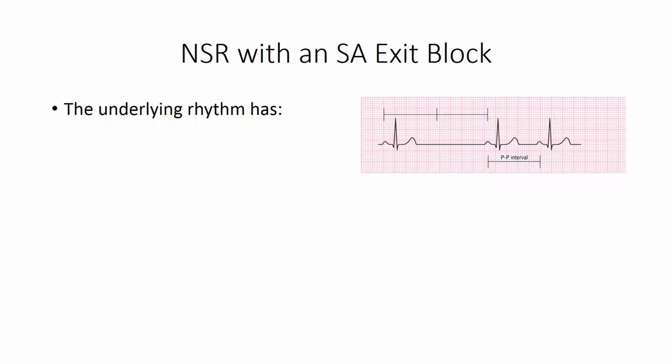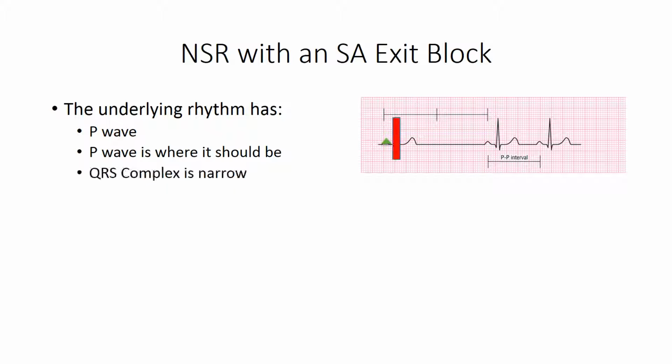Now let's look at the underlying rhythm and ask our salient features. Is there a P wave? Yes. Is the P wave where it should be, 3 to 5 small blocks from the QRS complex? Yes. QRS complex is narrow. That's good. Well, what's the rate? We can measure from P to P interval and count 19 small blocks. We can take the number 1500 and divide it by 19, and our heart rate is 78.9 beats per minute.